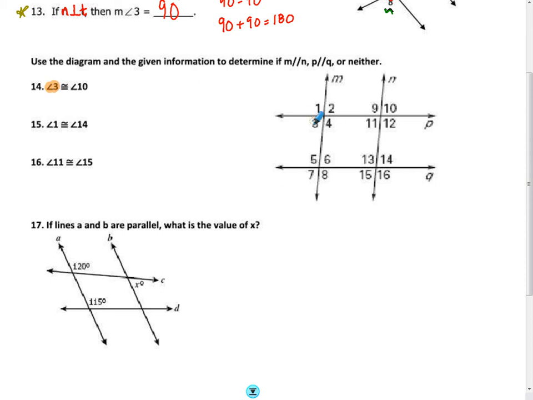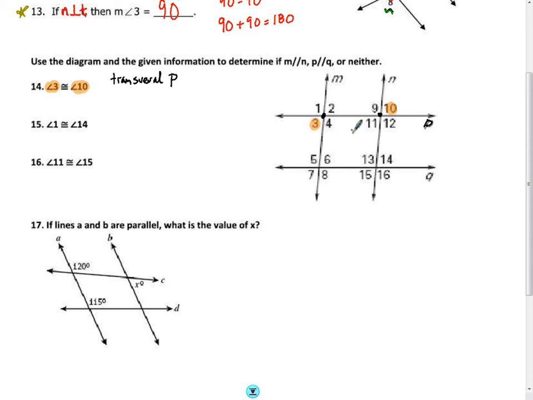So the first thing you want to do when you have these types of problems with multiple possible parallel lines is you want to identify the transversal as well as the possible parallel lines that they're looking for. So looking at angle 3 and angle 10, they don't share an intersection or a vertex, meaning that the line they do share, line P, is my transversal. Transversal P. The possible parallel lines are the two lines they don't share. So M and N are my possible parallel lines.